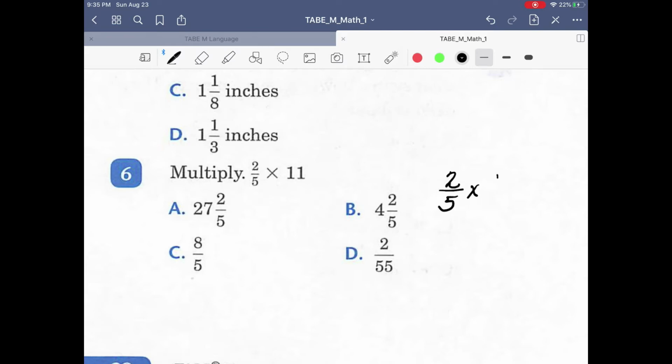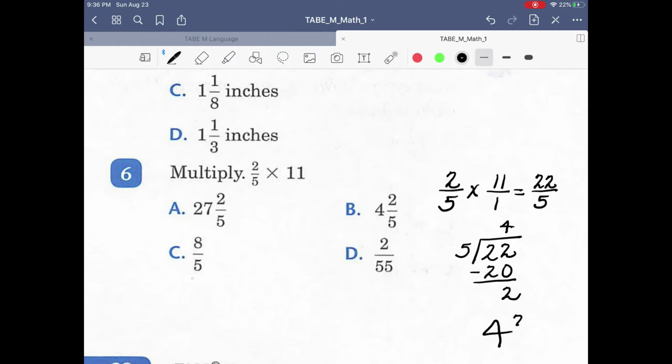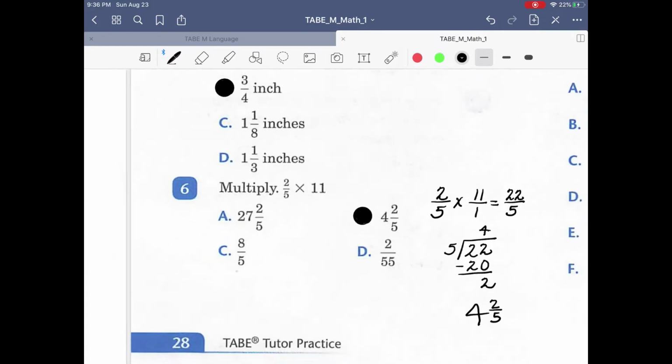Number 6. Multiply. 2/5 times 11. We'll put a 1 under there. So I get 2 times 11, that's 22. And 5 times 1 is 5. It's top heavy, so we want to divide it. 5 into 22 is 4 times with 2 remainder. So that is 4 and 2/5. Answer to number 6 is B, as in boy.